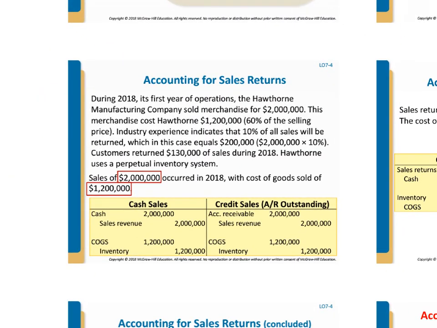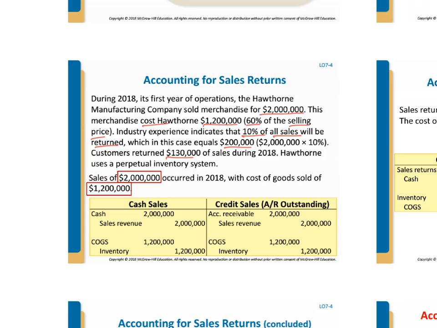This one says, during 2018, its first year of operations, Hawthorne Manufacturing Company sold merchandise of $2 million. This had a cost of $1.2 million, which was 60% of the selling price. Industry experience indicates that 10% of all sales are going to be returned, which in this case equals $200,000, our $2 million sales price times the 10%. Customers returned $130,000 of the sales during the year, and Hawthorne uses a perpetual inventory system.